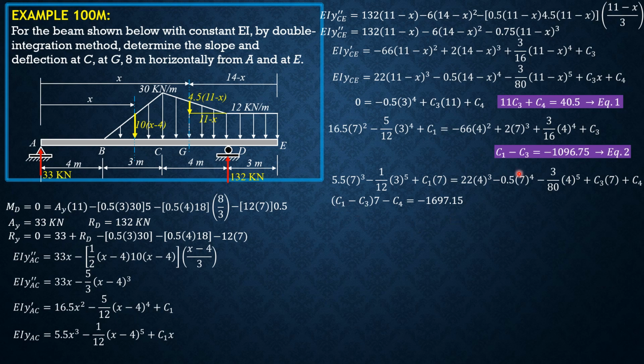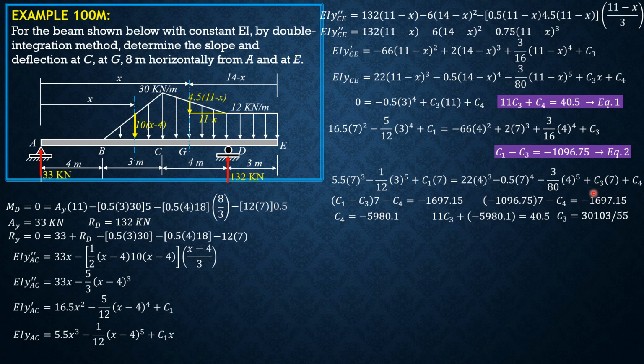Substitute the value of c sub 1 minus c sub 3, which is negative 1096.75, into this equation. So negative 1096.75 times 7 minus c sub 4 equals negative 1697.15. So we can now solve c sub 4. C sub 4 is equal to negative 5980.1. Then substitute into equation 1 to solve for c sub 3. So 11 c sub 3 plus negative 5980.1 equals 40.5. So c sub 3 can now be solved. C sub 3 is 3103 over 55.